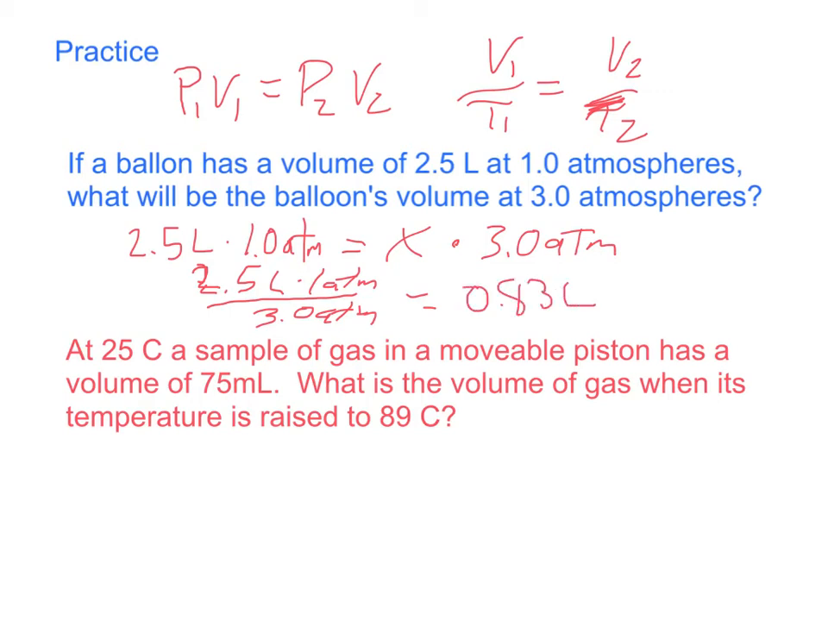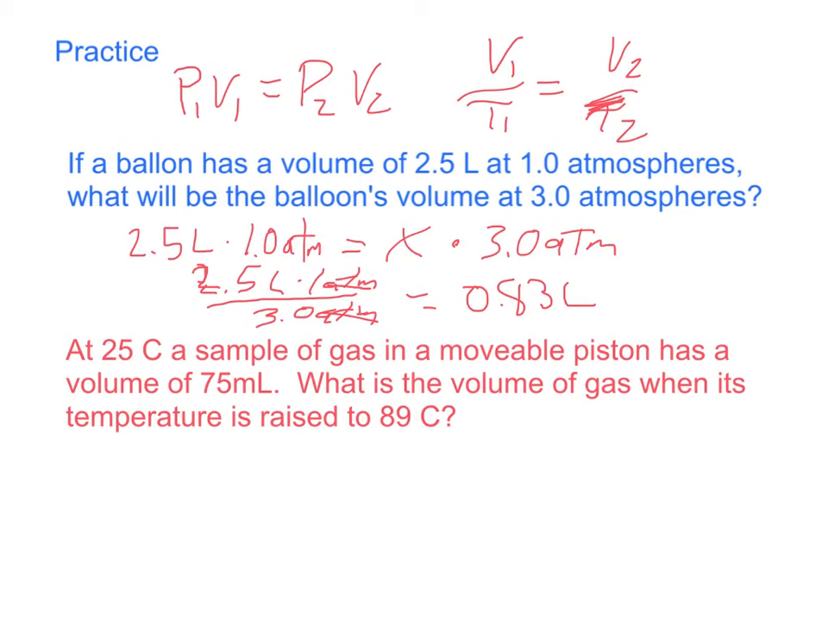0.83 liters, and of course the units do work out because we end up with atmospheres over atmospheres, so they cancel one another, leaving us with liters at the top. So that's how they go. You get 3 of the 4 things, and you find the 4th one using a little basic algebra.